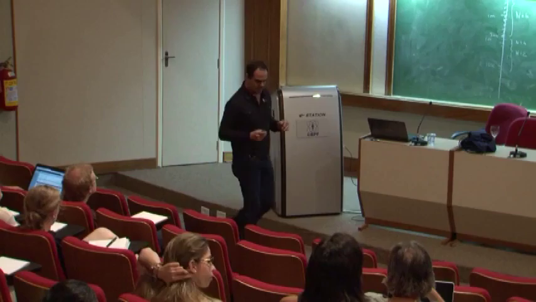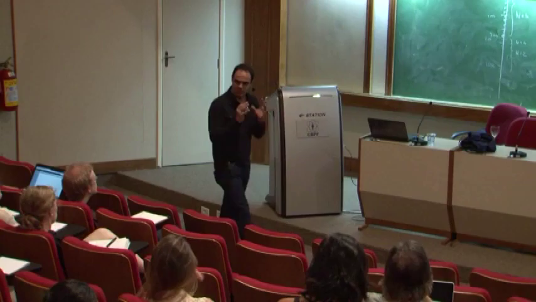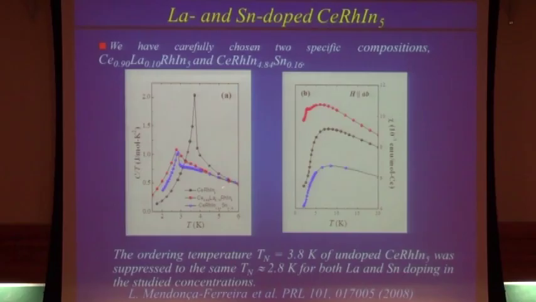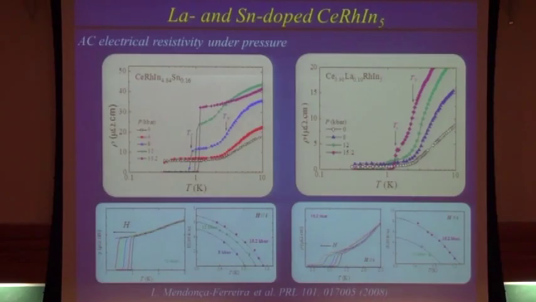So choosing the same TNA, we try to be as close as possible to the same RKKY and crystal field. And then we apply pressure, because we know that CeRhIn5 is a superconductor under pressure. So we applied pressure and found what pressure I need in the two cases to see superconductivity again, right? We can see that we reach superconductivity for both samples, the tin-doped and the lanthanum-doped, but the pressure phase diagrams are different for them.